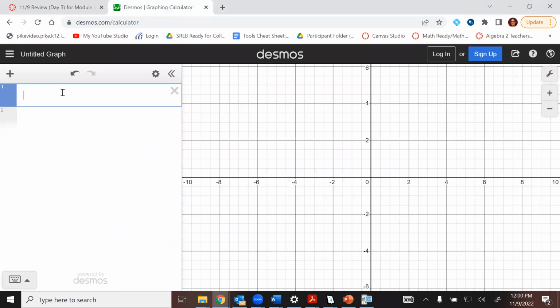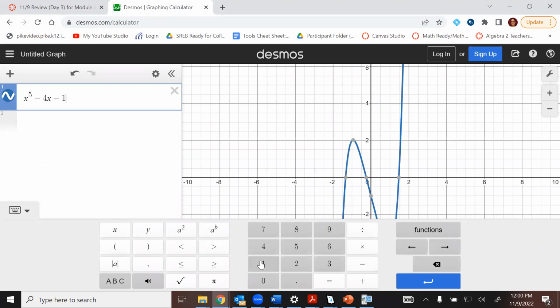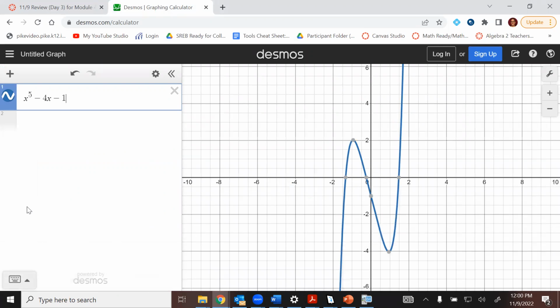So I'm going to type that in right here. X to the 5th minus 4x minus 1. How many times does it cross the x-axis? 3 times. We said it's supposed to happen in between what numbers? Look at your paper.